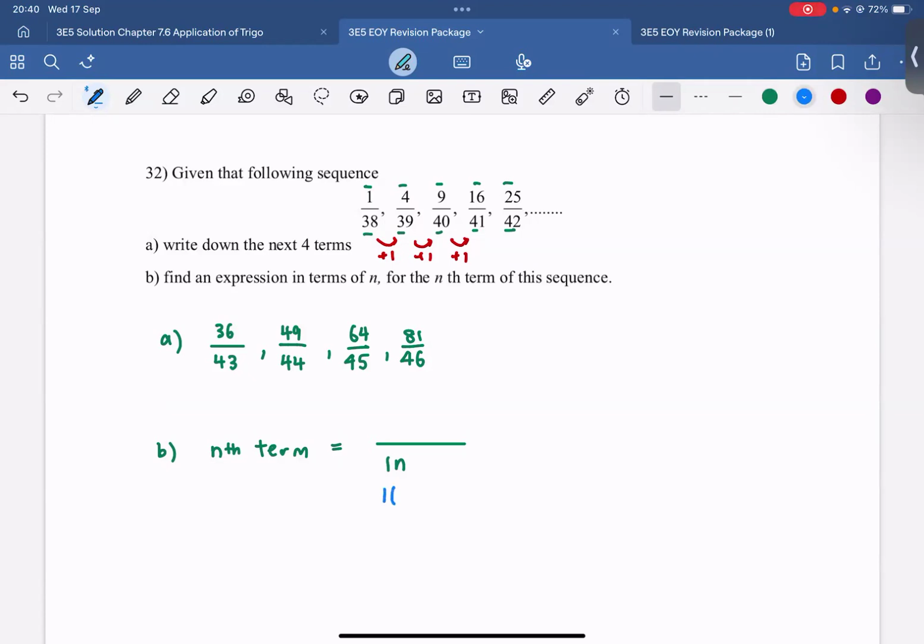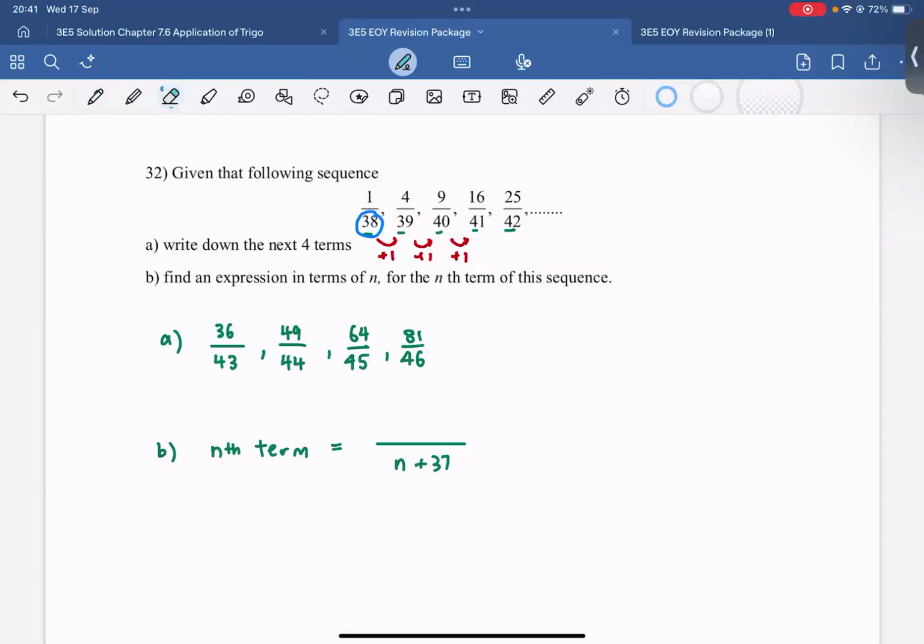Aiyo, today you put 1 inside, what number do you get? You get 1, right? Your first term needs to be what number? 38, right? So you need to add 37. Yeah, it's just 1n plus 37, but we don't write the 1, we just write n. So now you see, you put 2 in, do you get 39? You put 3 in, do you get 40? You do, right?